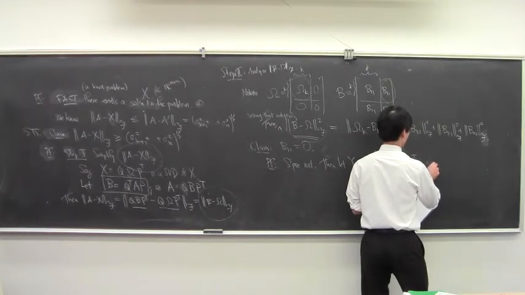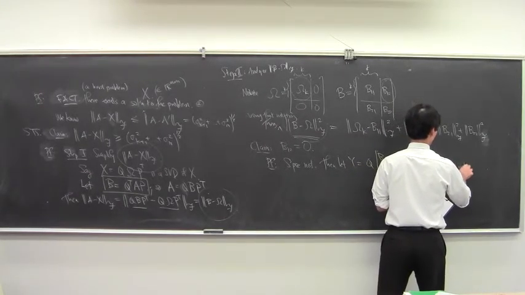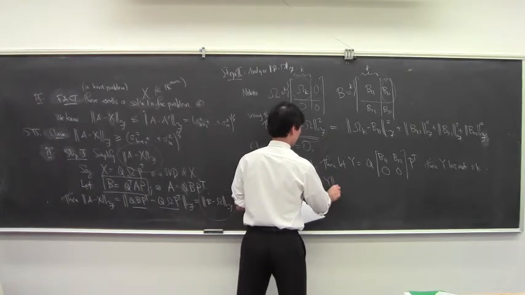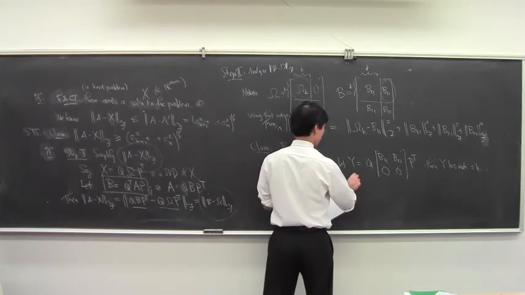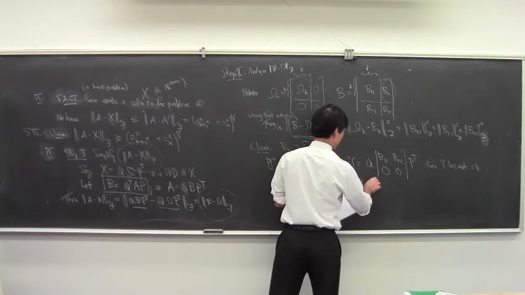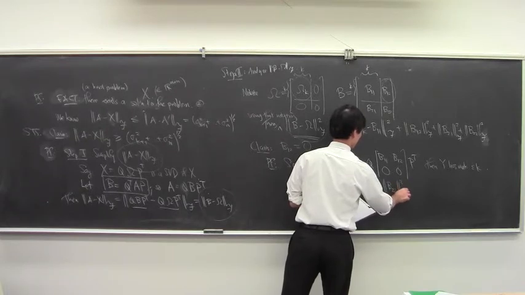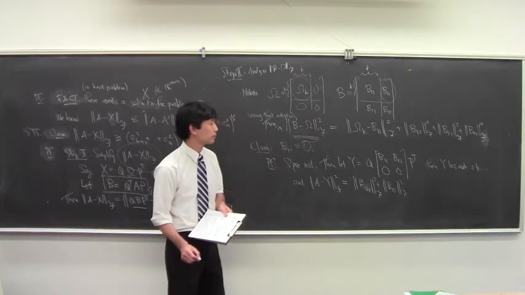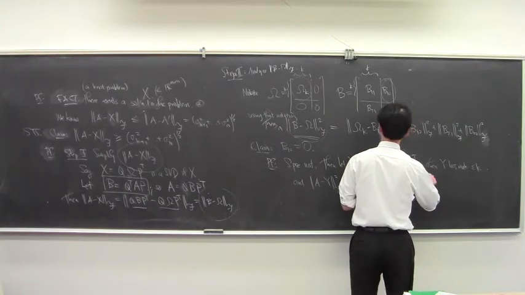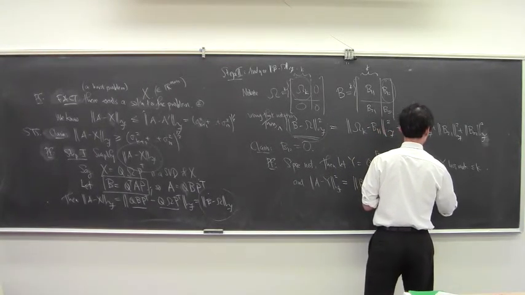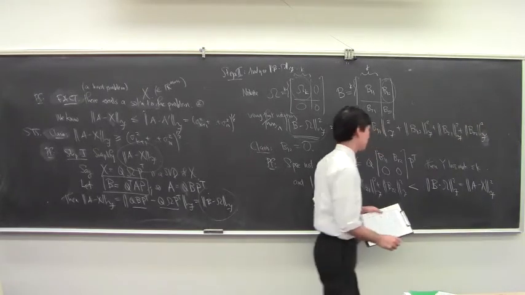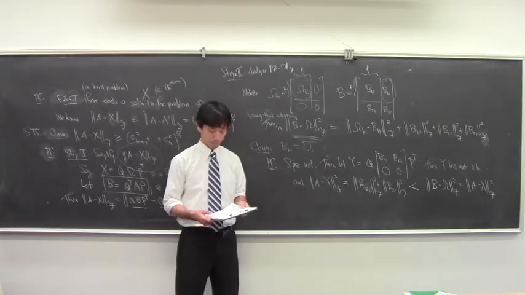then Y has rank less than or equal to K, and the distance of A to Y squared is going to be B11 squared plus B22 squared, which would be strictly less than the Frobenius norm of B minus omega. And that's a contradiction.